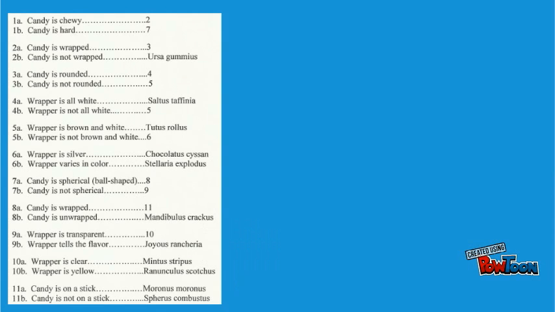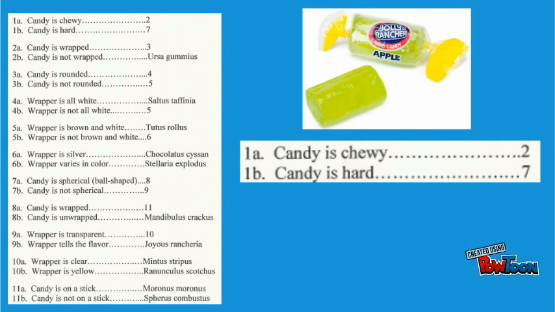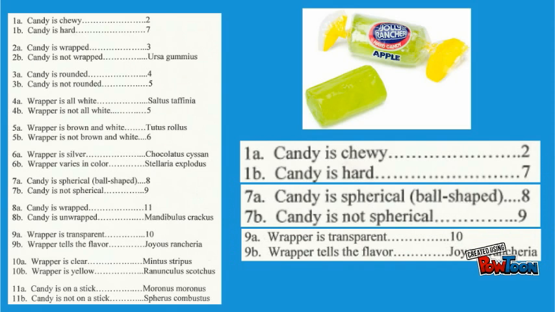Using the same dichotomous key, we can look at a different piece of candy. This candy is hard, so we move to statement pair number 7. The candy is not spherical, so we move to statement pair number 9. The wrapper tells the flavor, which leads us to the scientific name Joyous Rancheria.